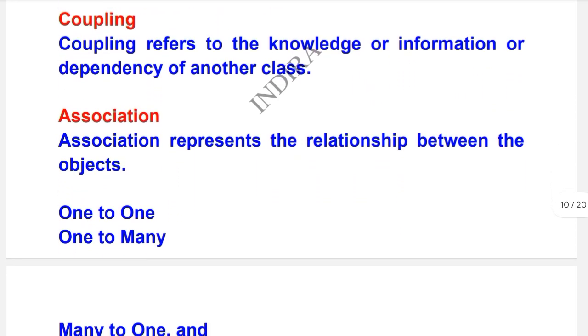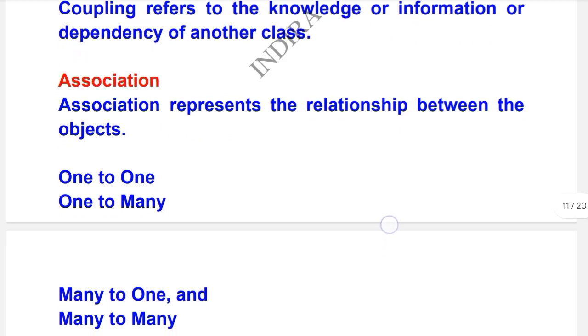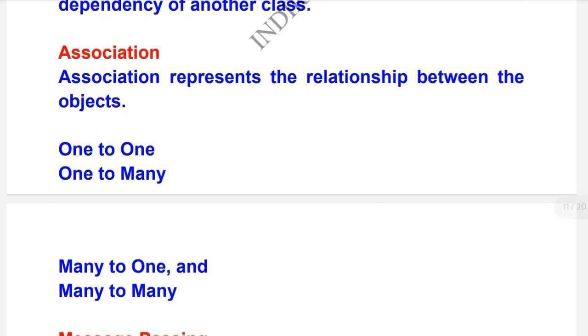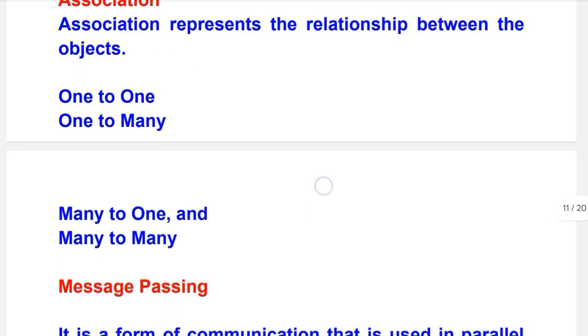Association represents the relationship between the objects. That means the term which defines the relationship between the objects, one to one, one to many, many to one, many to many, all these types of relations between the objects are described by the association only.